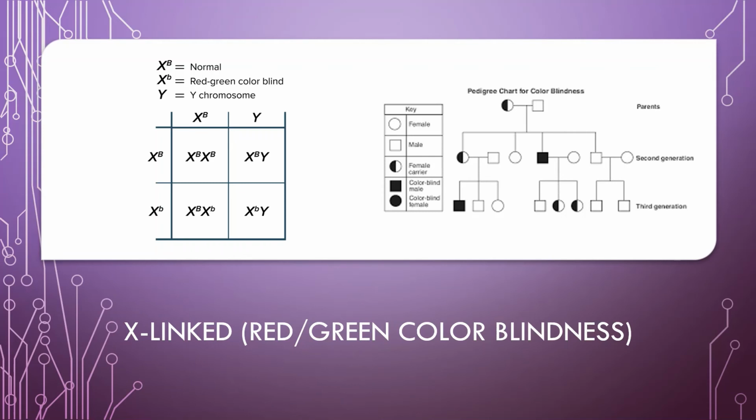So again, there's a pedigree example. In this case, the female is the carrier of the X chromosome. And again, if you're a male and you have even one X with the allele, you're going to end up having the full red-green color blindness because you don't have anything to dominate it.